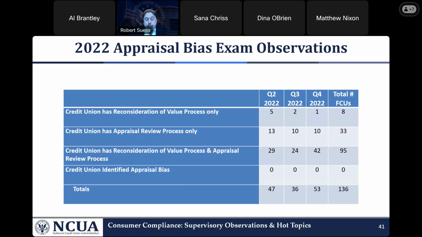95 credit unions had both an ROV process and an appraisal review process. None of the credit unions identified any instances of appraisal bias in the appraisals obtained. Examiners generally described the credit union's review processes and reiterated that no bias was observed.